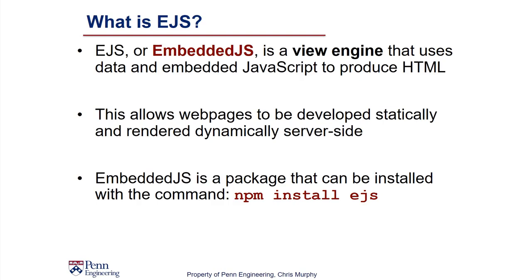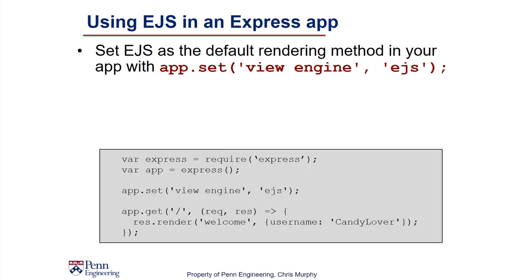In order to separate the JavaScript from the HTML in Express, we can use a tool called EJS, or Embedded JavaScript. EJS is a view engine that combines data or static content with embedded JavaScript and executes the JavaScript to generate HTML. This means that our HTML can be rendered dynamically on the server and then sent back as content to the browser. EJS is a package that we would need to install using the command npm install EJS. So let's see how we would use EJS in our Express app, starting with the JavaScript code that we would need to write.